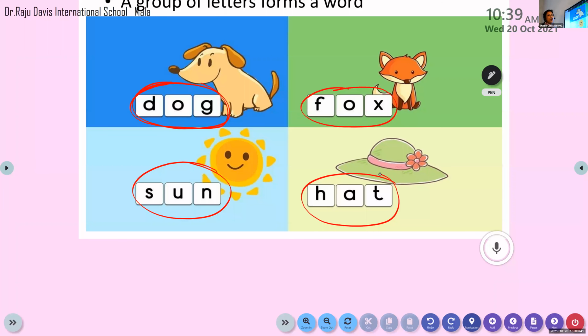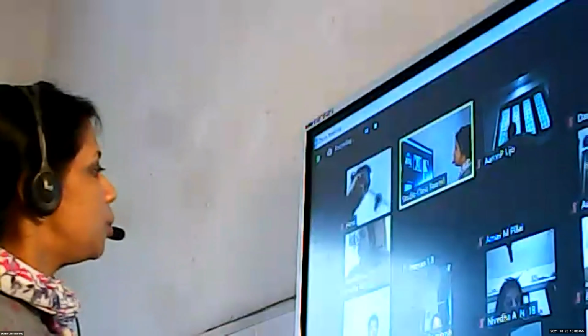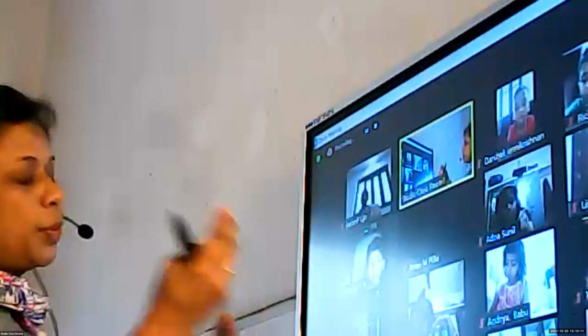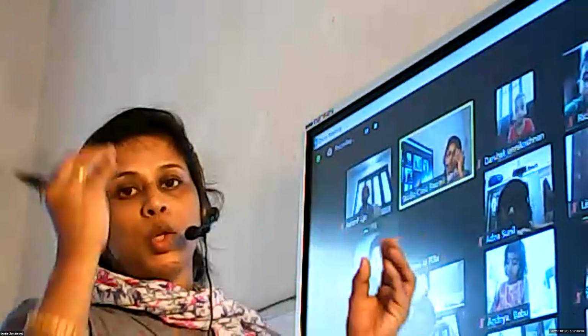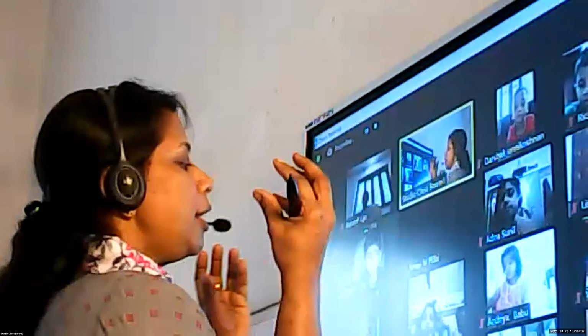So what have we understood? How are the words formed? The letters are joined together in the proper order. It should be arranged together in the proper order. Only then will we get a word. Have all of you understood? How do we get a word? When the letters are joined together in the proper order. What do we get, my dear children? We get a word. We know that there are 26 letters. So when the letters are joined together in the proper order, we get a word.